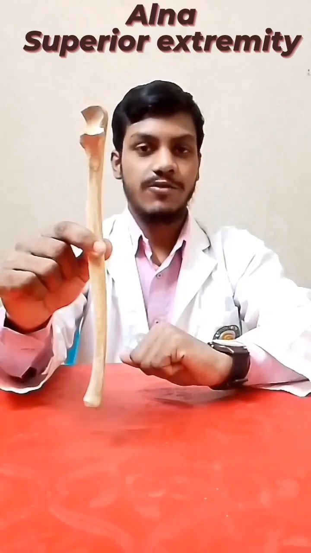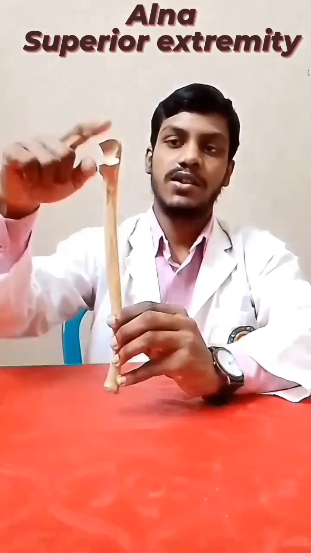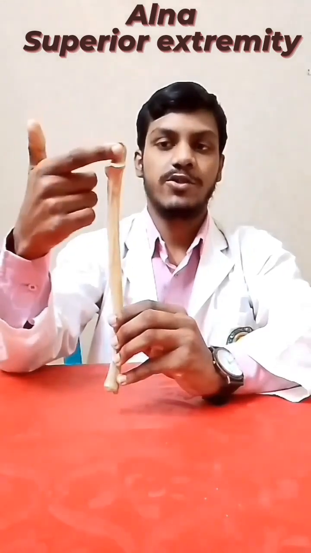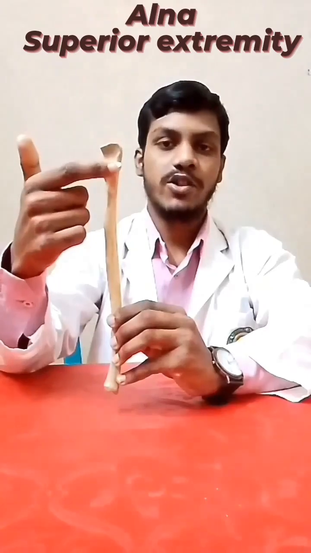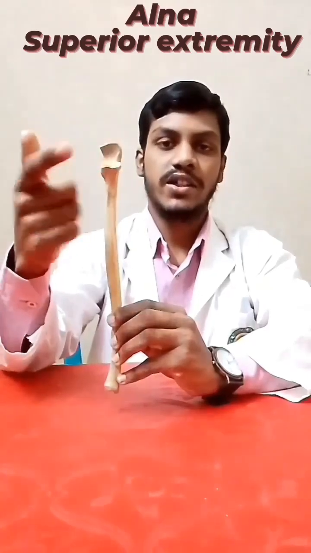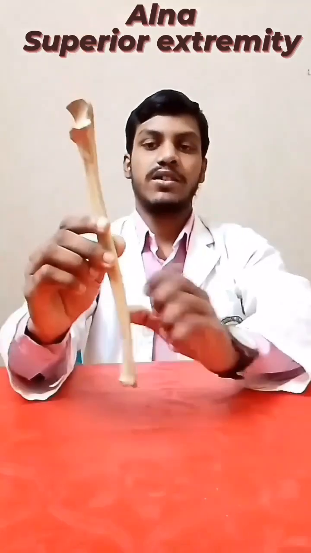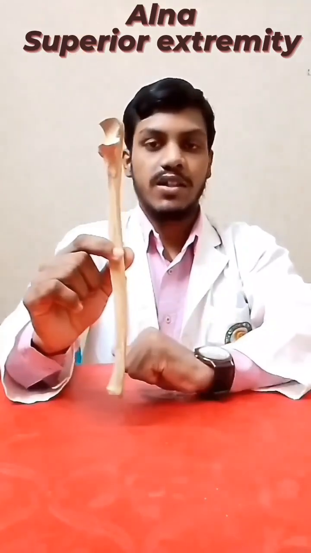This is the ulna of the right side. The anatomical position of the ulna is: the olecranon process is directed upwards, the trochlear notch and coronoid process are directed anteriorly, and the styloid process is directed downwards and lies posterior-medially. Okay, this is the anatomical position of the ulna.